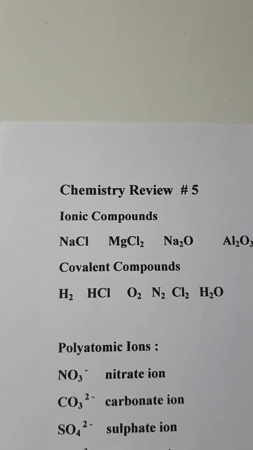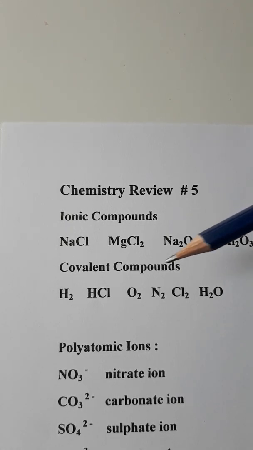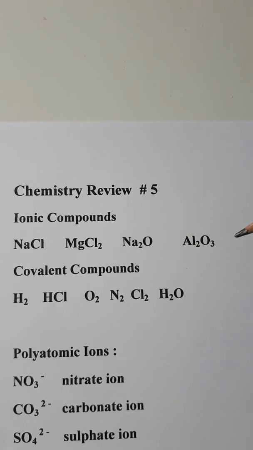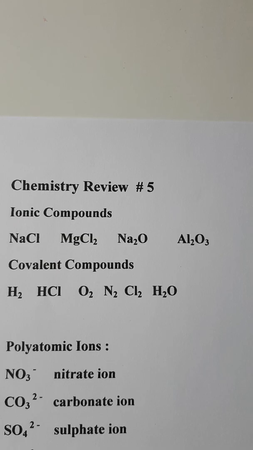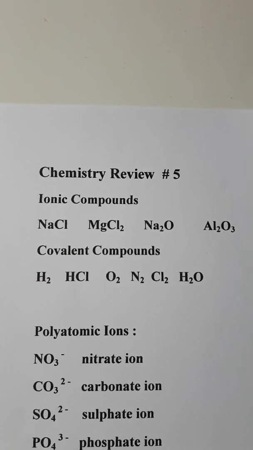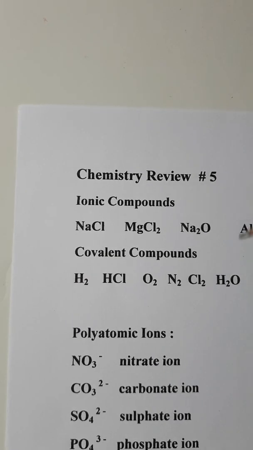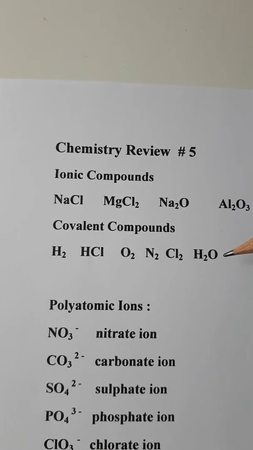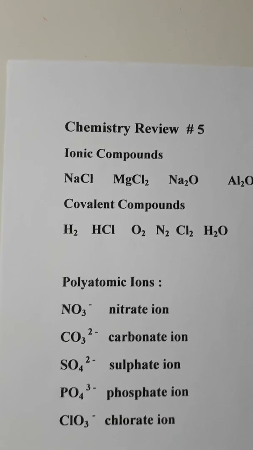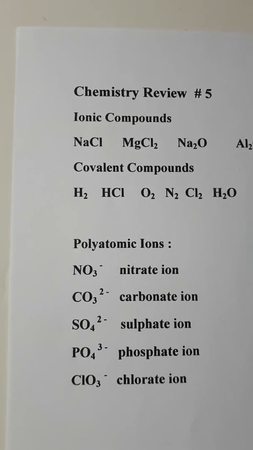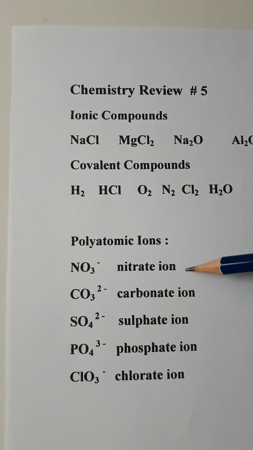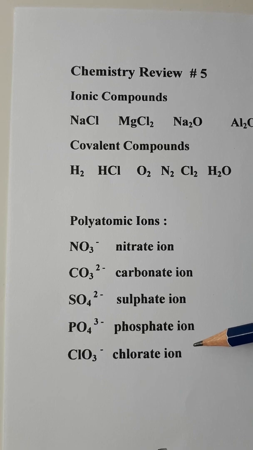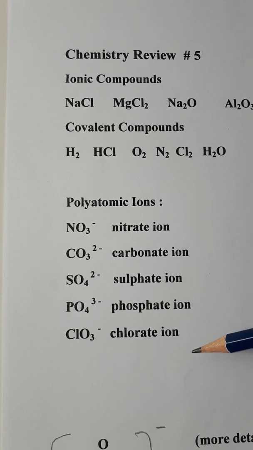In our previous lesson, we discussed ionic compounds like sodium chloride, magnesium chloride, sodium oxide, aluminum oxide, and covalent compounds like hydrogen gas, HCl, O2, N2, Cl2, water molecule. Today we are going to see some details about polyatomic ions like nitrate ion, carbonate ion, sulfate ion, phosphate ion, and chlorate ion.